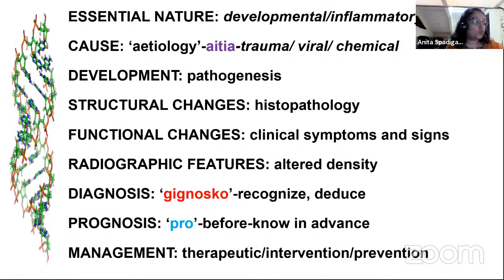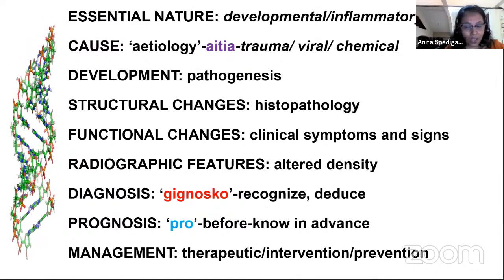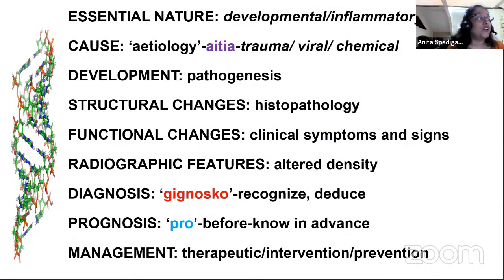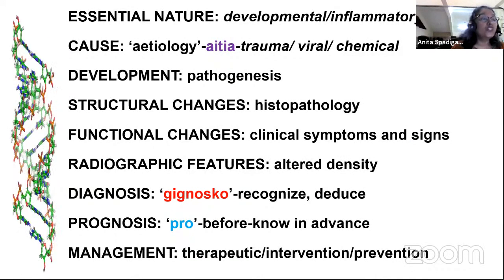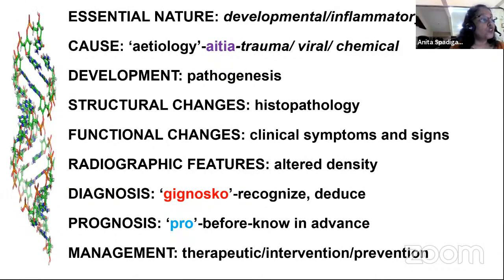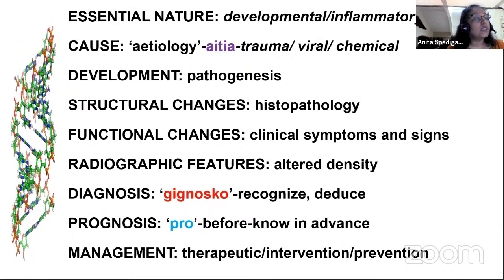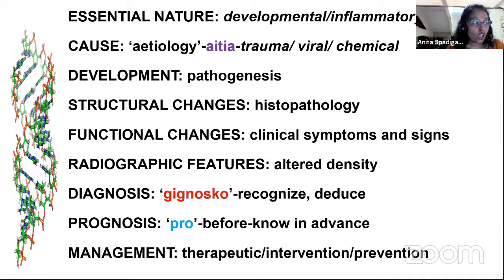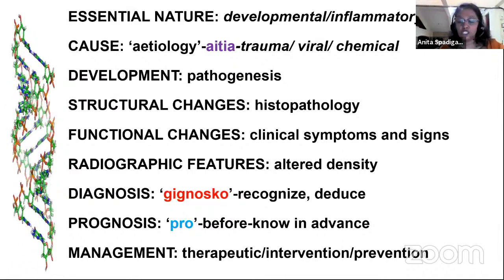So the questions that would be in your mind are those important questions: what, where, why, when, how. How has this problem occurred? Who is responsible for it is what we would want to know. These are the questions that you would always be asking yourself when you are examining the tissues.